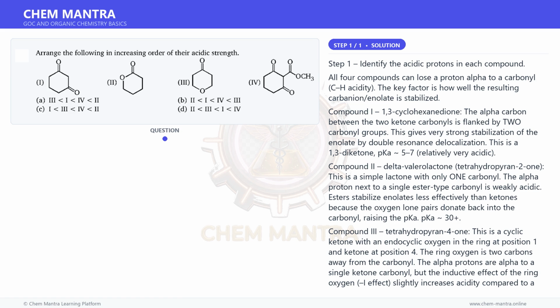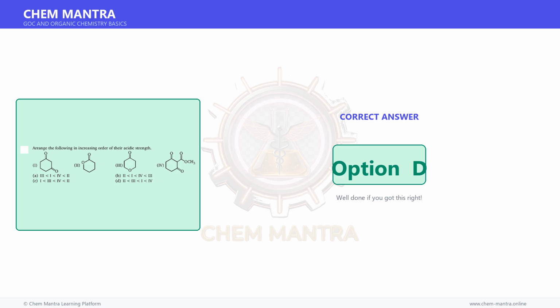A. 3 < I < 4 < 2 places 2 as most acidic, which is wrong, as the lactone is least acidic. B. 2 < I < 4 < 3 places 3 as most acidic, which is wrong. C. I < 3 < 2 < 4 places 2 as more acidic than 3 and I as least acidic, both incorrect. Therefore, the correct answer is option D.